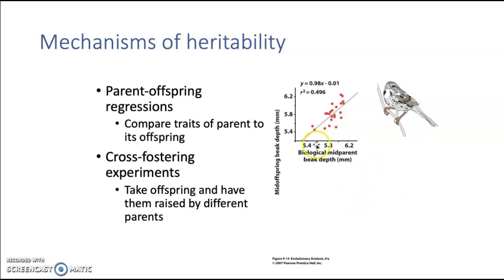One way that people have tried to separate out the implications of being reared together of parents and offspring is to do these cross-fostering experiments. Cross-fostering experiments involve taking the offspring away and having them raised by different parents, because that can isolate or control for the effects of a shared environment.